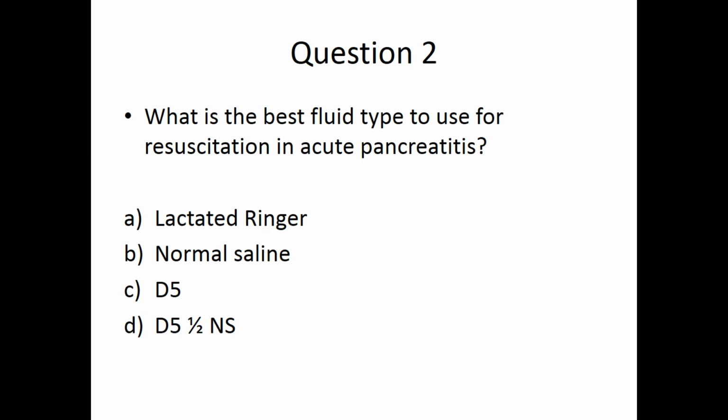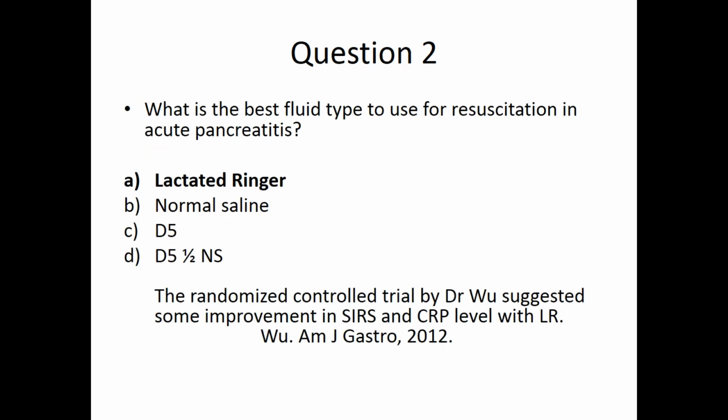Question 2. What is the best fluid type to use for resuscitation in acute pancreatitis? A, lactated Ringer. B, normal saline. C, D5. D, D5 half NS. The answer is A, lactated Ringer. There's a randomized trial by Dr. Wu that suggests some improvement in SIRS and CRP level with lactated Ringer. Based on this, it seems that this is the preferred means of resuscitation.